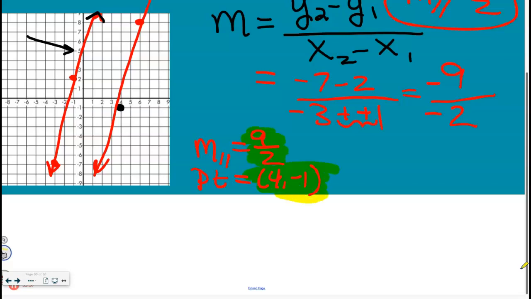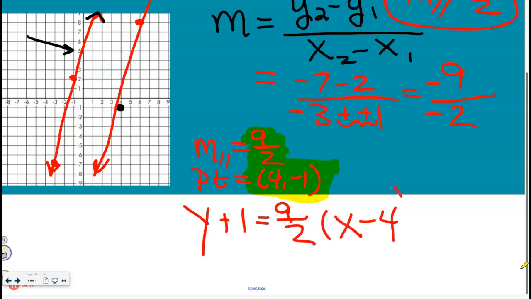Here's our point. It's not the y-intercept. So we should be going y minus -1 is equal to the slope times x minus 4. Now I lost the directions. Did it say what form to put our line in? You guys have to go read it because I can't read it. Did it say? What form does it say?